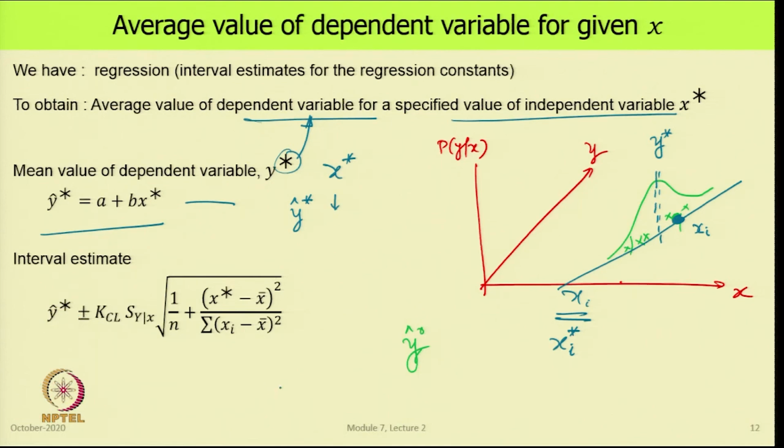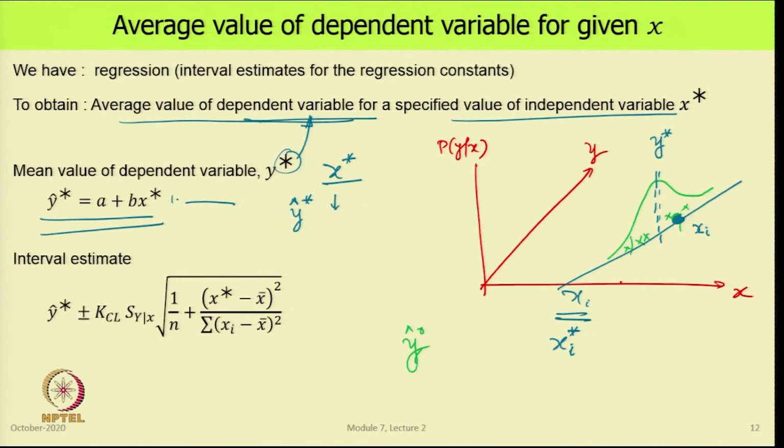So, what we are saying is, I have a value of x which I will call x star, and I want to know what is the interval estimate for the mean of this curve. So, the mean value we calculate from our correlation, which is y hat star. Y hat because this is the predicted value, star because we are differentiating this by calling it star, that it denotes the average value of the dependent variable.